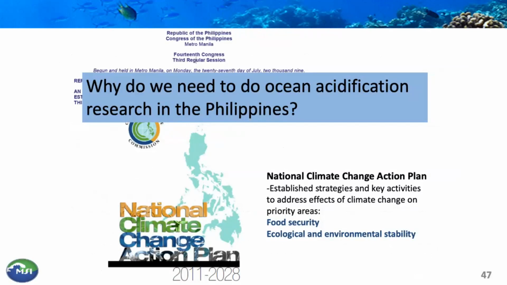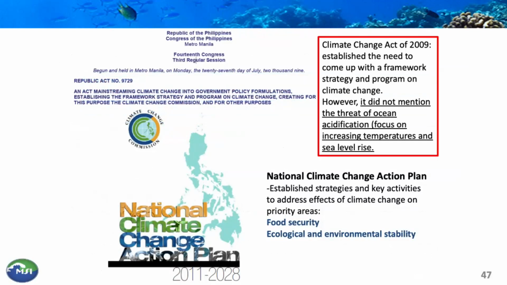It is imperative for us to do ocean acidification research in the Philippines because the Climate Change Act, which came up with the National Climate Change Action Plan, did not include the threat of ocean acidification. It just focused on increasing temperature and sea level rise. It is important to include ocean acidification because it will have an effect on food security as well as ecological and environmental stability.